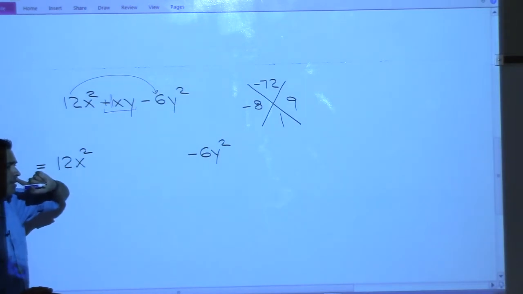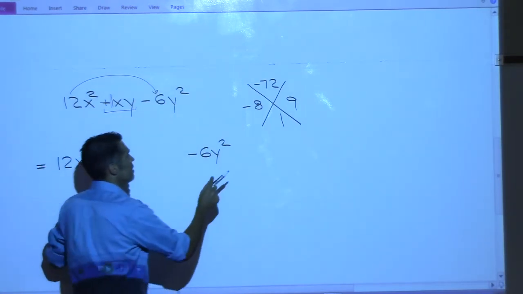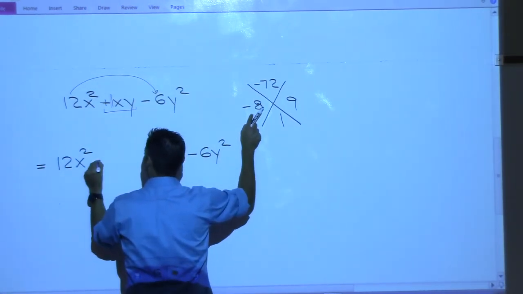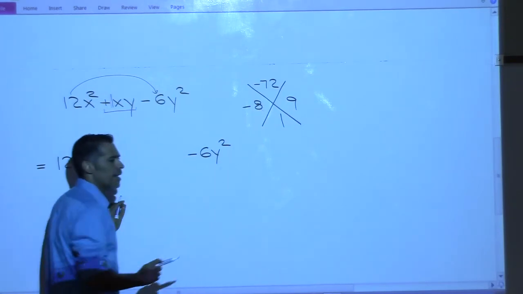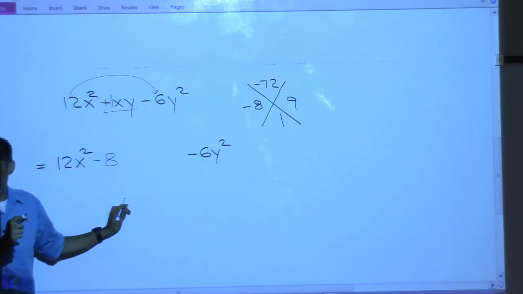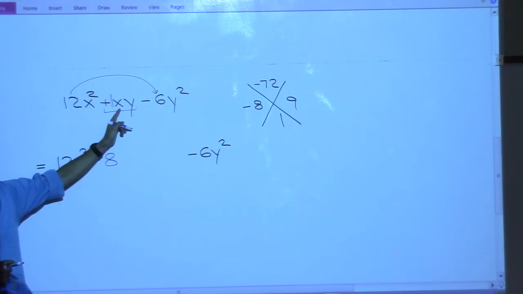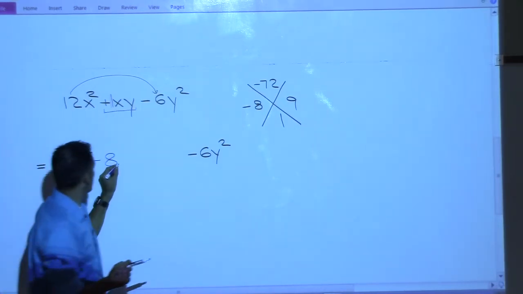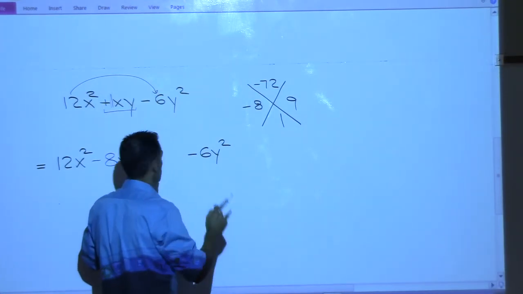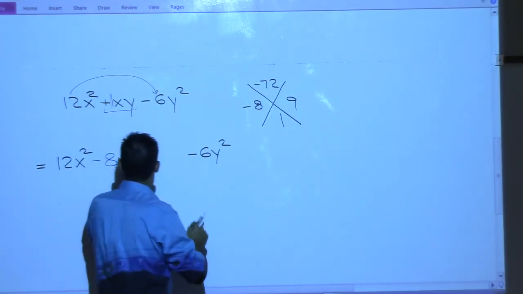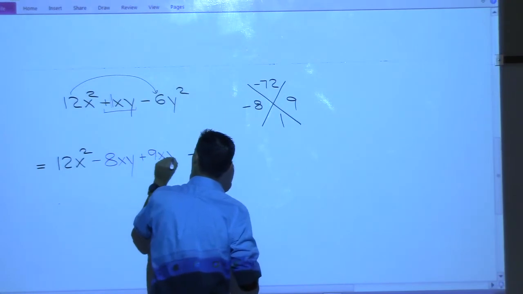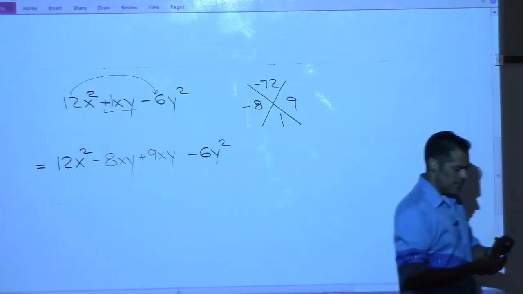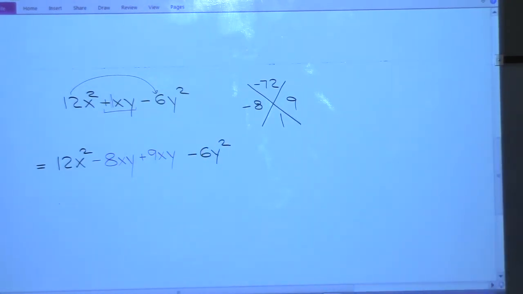Negative 8. Negative 8 what though? Negative 8xy, see? So we're rewriting the middle term. It's not just going to be x, it's going to be whatever was here, so it's xy, and then plus 9xy again. Okay, do y'all see what we've done there? A little different, but same process.